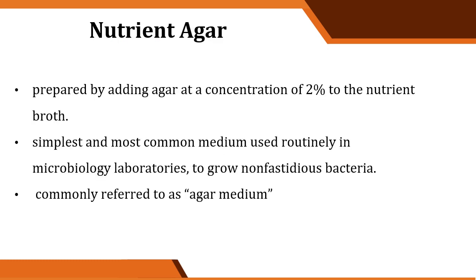Nutrient agar. Nutrient agar is prepared by adding agar at a concentration of 2% to the nutrient broth. So the broth has no agar. When we add around 2% agar, it becomes nutrient agar. This is the simplest and most common medium used routinely in microbiology laboratories to grow non-fastidious bacteria, commonly referred to as the agar medium.